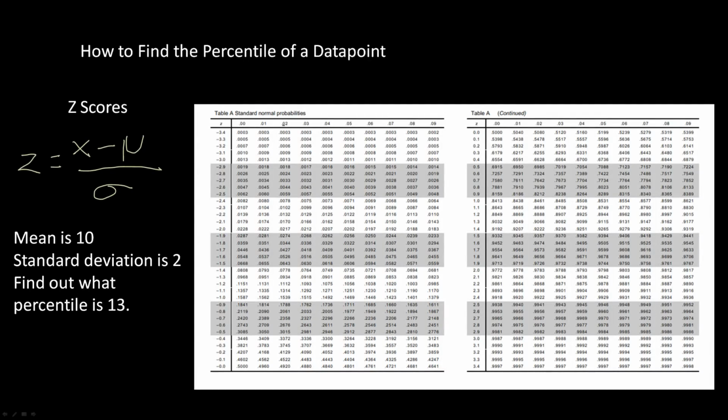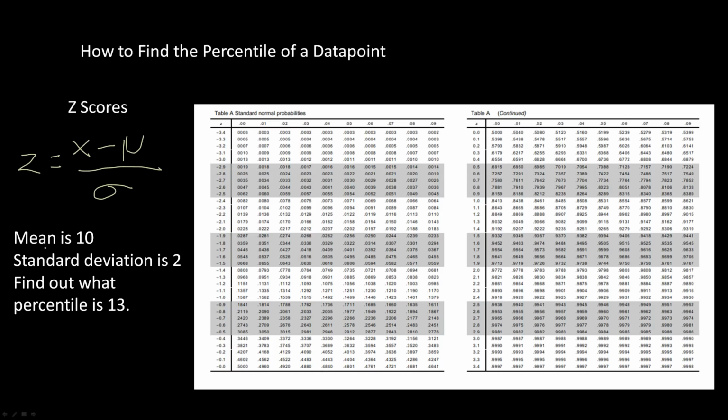Today we're going to be learning about how to find the percentile of a certain data point and vice versa. So how exactly do we find the percentile of a certain data point? Well, we first have to convert that data point into a z-score through this formula over here, and then we use this chart over here to determine what percentile that z-score is.